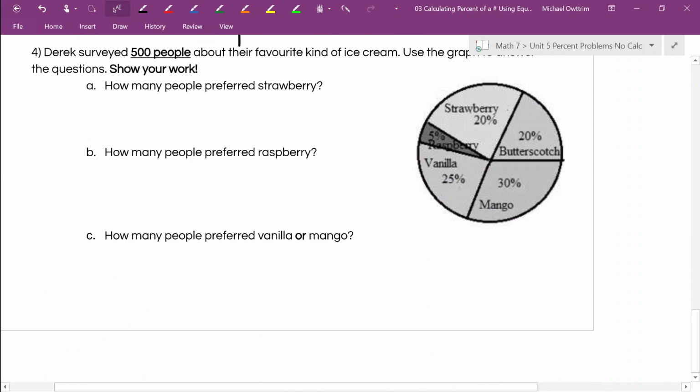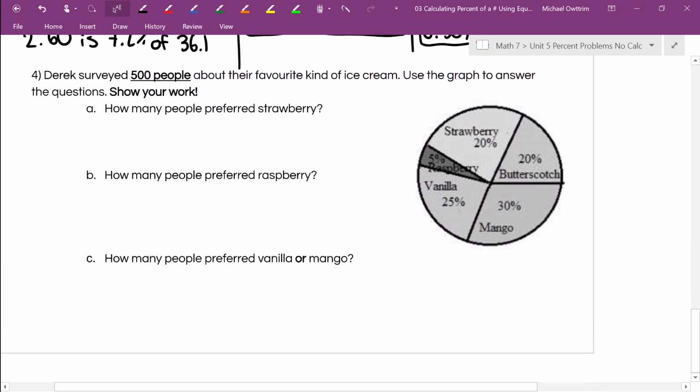Finishing up, Derek surveyed 500 people in total about their favorite kind of ice cream. We want to use our graph to answer the questions. So how many people preferred strawberry? We know strawberry was 20%. 20% of what? Well, it will be 20% of 500. Now, of course, we could calculate this in a bunch of different ways. The easiest way is going to be that 20% is 10% plus 10%, and 10% of 500 is 50. So that'll be 100 people that preferred strawberry.